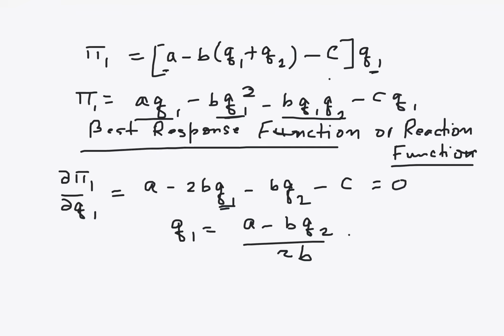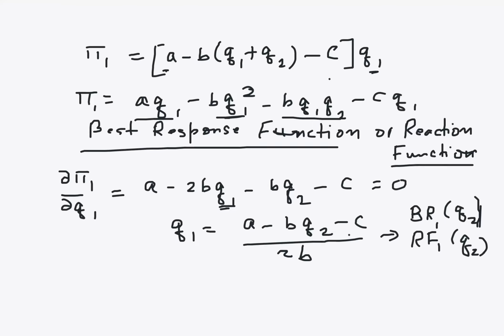And this is A minus B times Q2 minus C over 2B, right? So that's your expression here. And this is your best response function of firm one given the output produced by firm two. You can also call it the reaction function of firm one given the output chosen by firm two, right? They mean the same thing, best response function or reaction function. So this is the best response function of firm one.